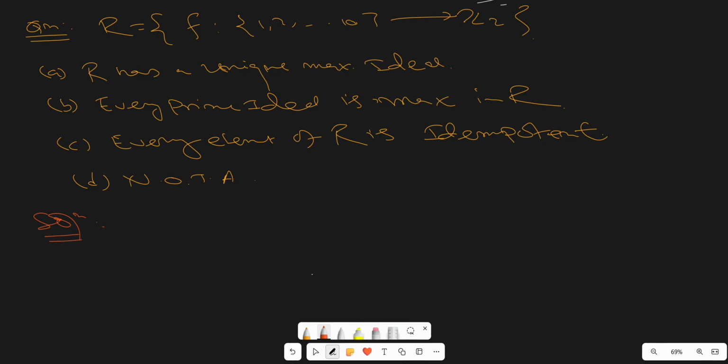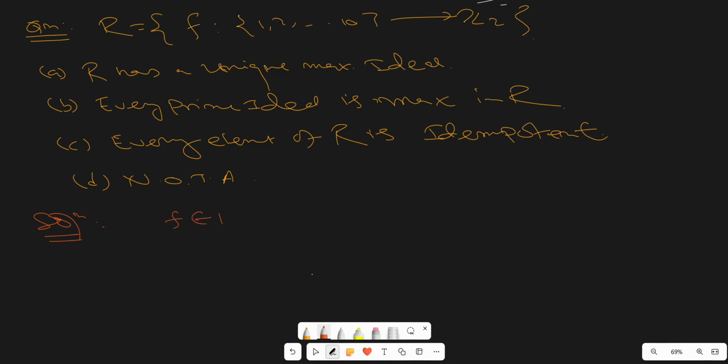This is an easy question, just think for 1 minute, then I will solve it. So try to link it with the Boolean ring, whether this ring is a Boolean ring, then clearly one statement will be true. So let's see whether this ring is a Boolean ring or not.